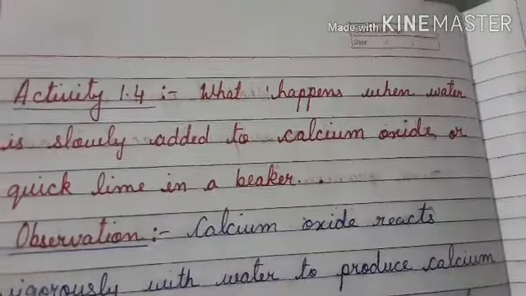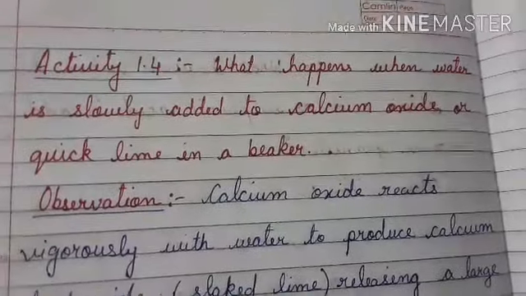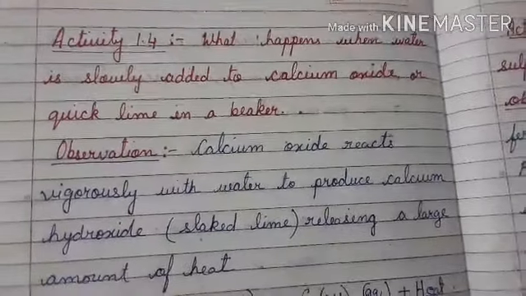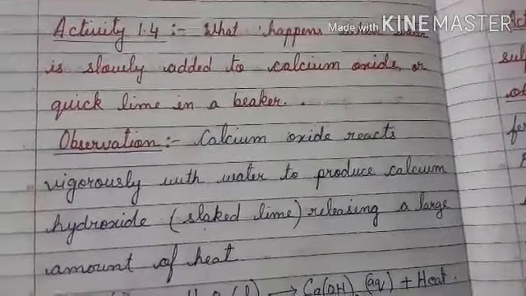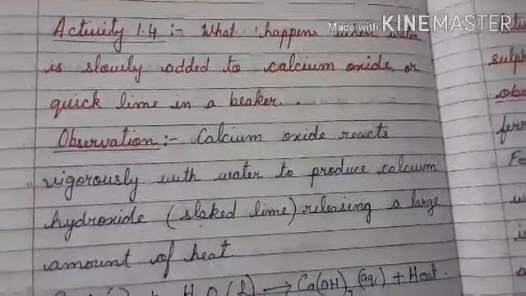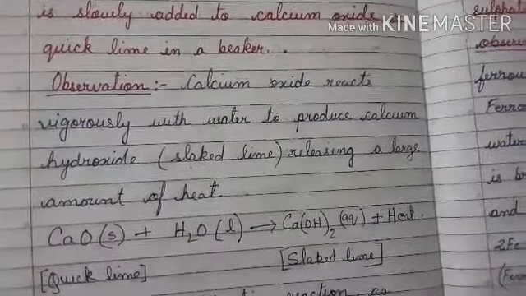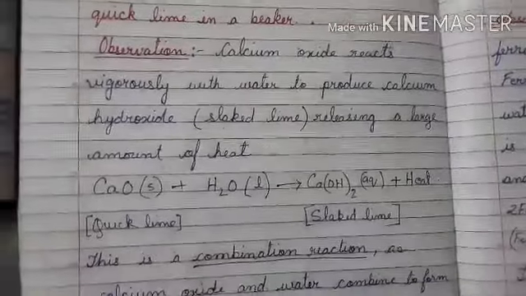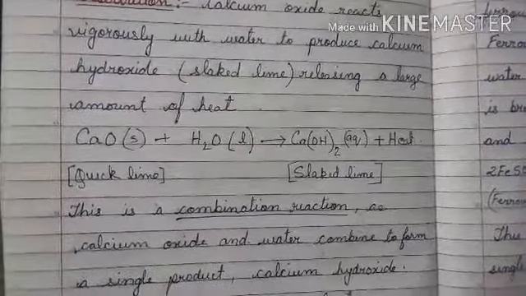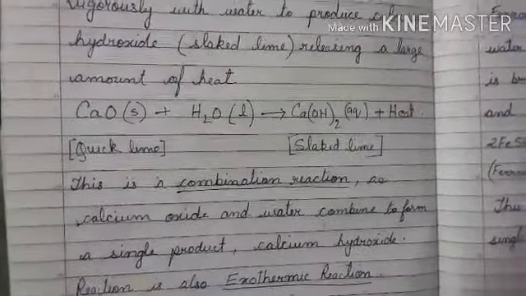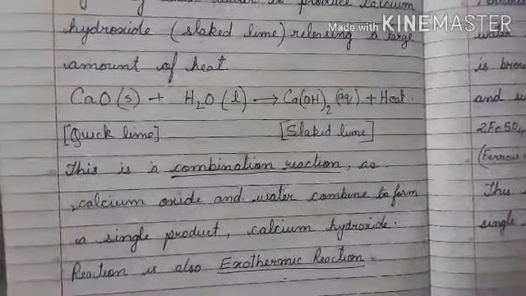What happens when water is slowly added to calcium oxide or quicklime in a beaker? Observation: calcium oxide reacts vigorously with water to produce calcium hydroxide, slaked lime, releasing a large amount of heat. CaO plus H2O gives Ca(OH)2 plus heat. So this is a combination reaction, as calcium oxide and water combine to form a single product, calcium hydroxide. The reaction is also an exothermic reaction.